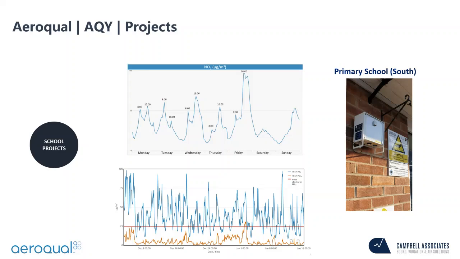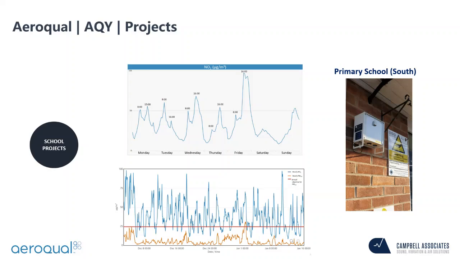They also evaluated the PM2.5 data, and as you can see in this chart here, the annual objective for PM2.5 is 25 micrograms per cubic meter. Here we just have one exceedance. So PM2.5 in this case was not a big problem, but you can see in the NO2 data that the peaks were reaching 100 micrograms per cubic meter on many days.